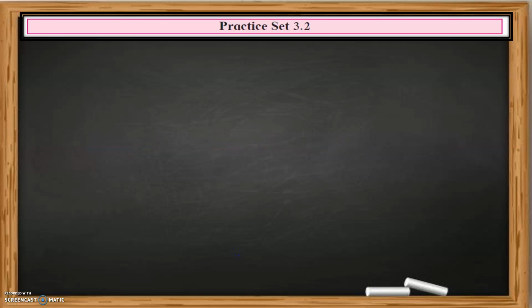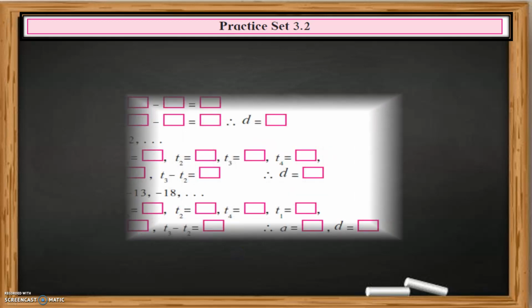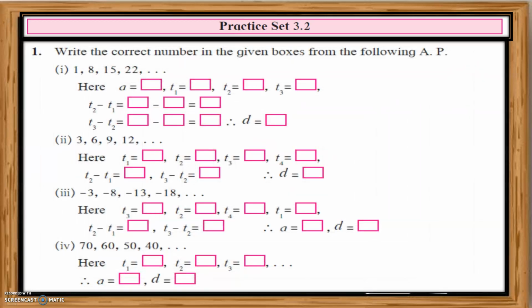The first question is an activity based question. In this, write the correct number in the given boxes from the following AP. There are 4 APs given. We have to fill up these boxes.